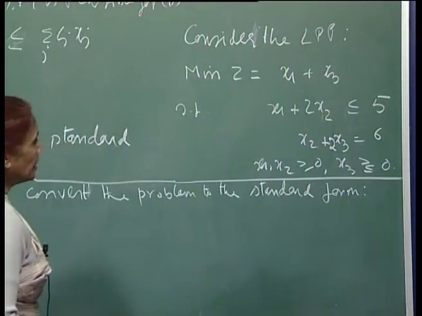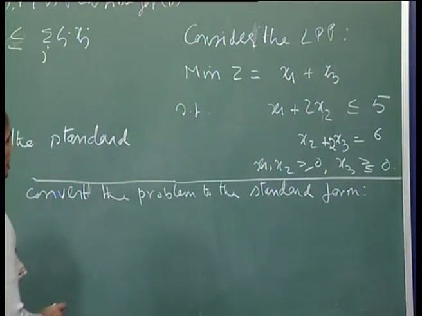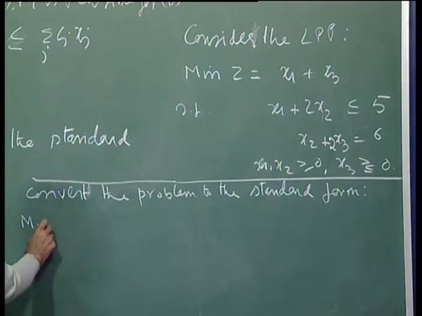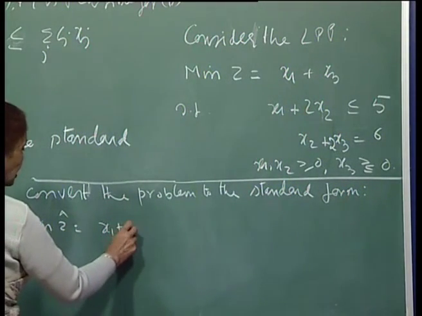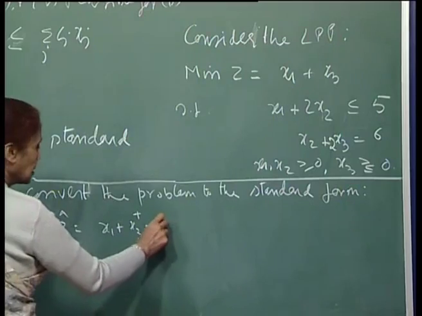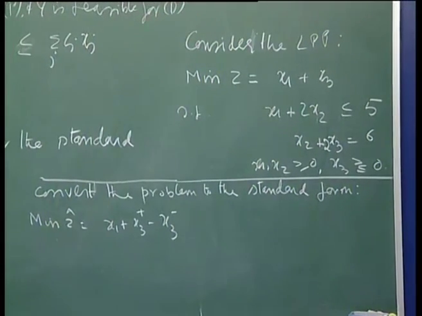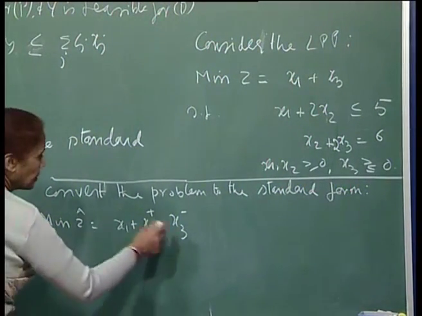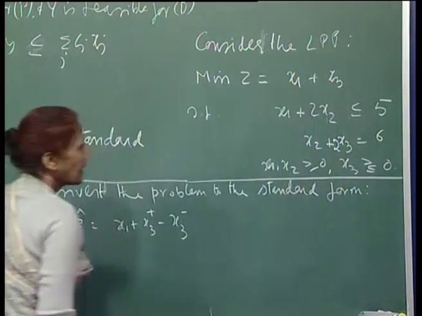Right, which would mean that for x3 I will have x3 plus and x3 minus. So, this will become minimize z hat equal to x1 plus x3 plus minus x3 minus, right. For x3 it is unrestricted, so I will substitute it by this expression. Then here we will have to add a slack variable.